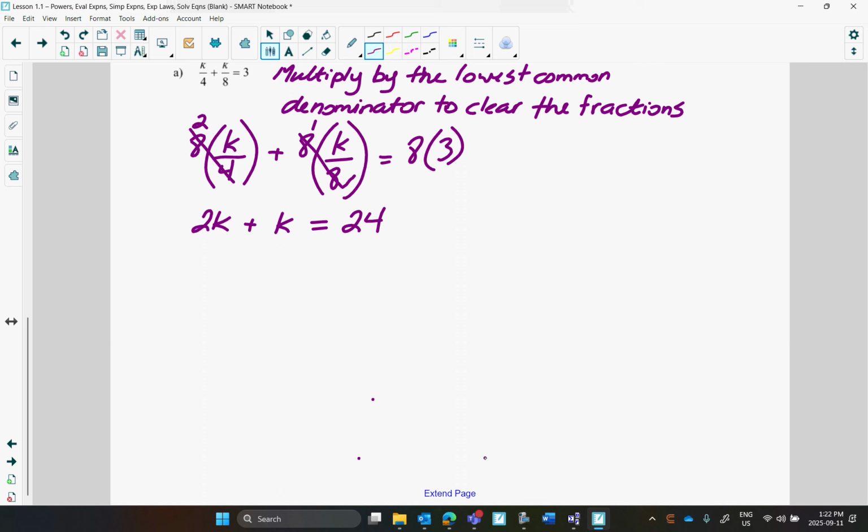Well, I can add the k's together. 2k plus 1k is 3k. Divide both sides by 3 and I get an answer of 8. Okay.